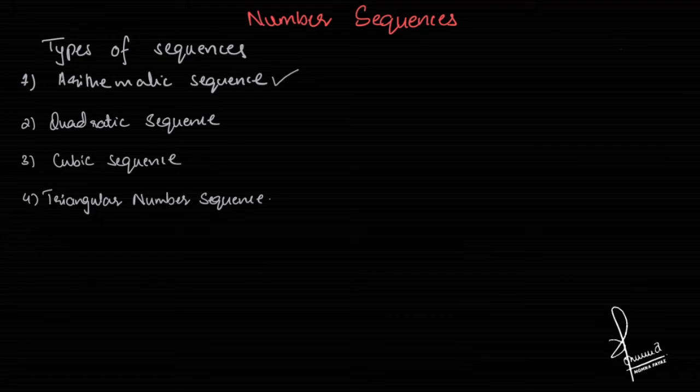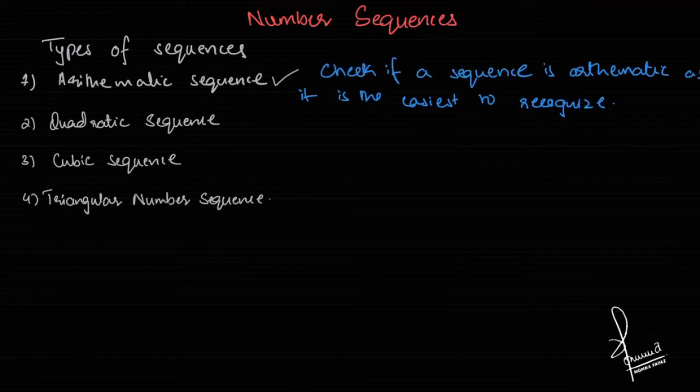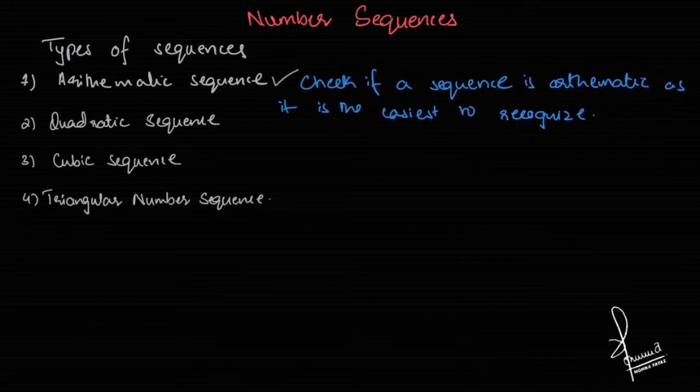अब सबसे पहले तो whenever you have a sequence or any question that you are doing, the first thing is check if the sequence is arithmetic. ठीक है, क्यों? क्योंकि arithmetic sequences are usually the easiest to identify. ये एक constant number add हो रहा होता है या एक constant number subtract हो रहा होता है.